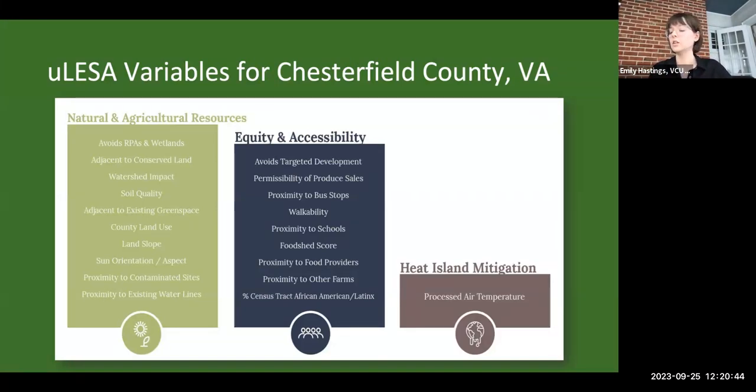And then along the lines of green infrastructure, we also included heat island mitigation, which is the processed air temperature, which shows the areas that have the hottest temperatures within the summer. So the overall hottest temperature that could happen within a given area. So we prioritize placing those within current heat islands within the county.